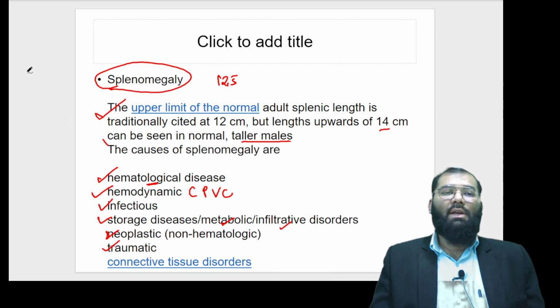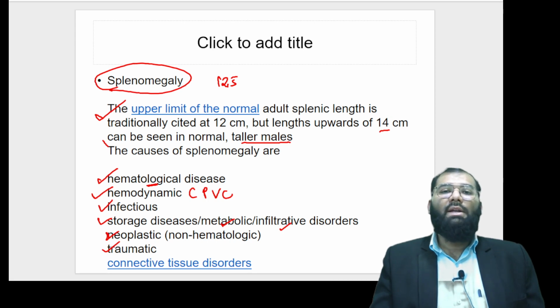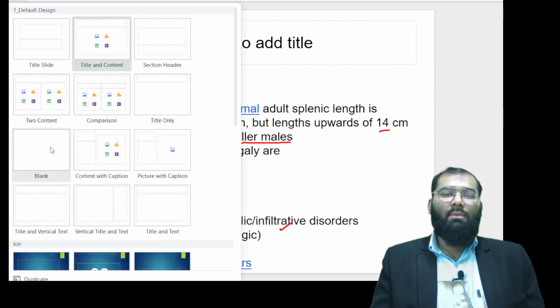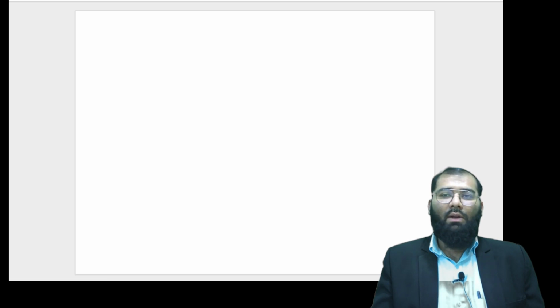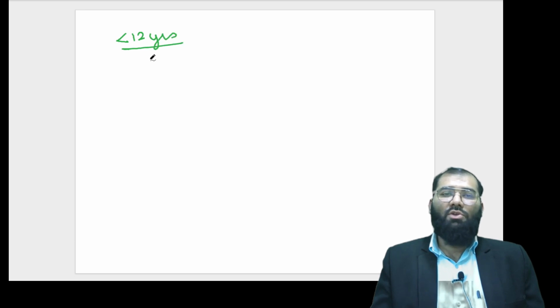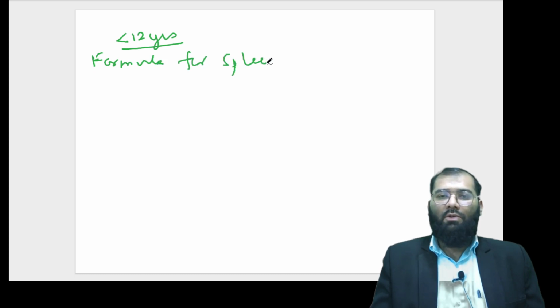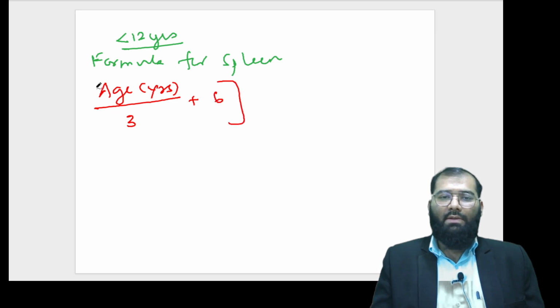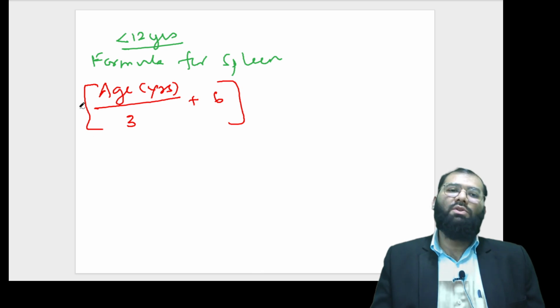Next important thing: what about patients who belong to the pediatric age group, or lesser age groups? For those you have a special formula, and I'll be discussing that formula so that it becomes very clear. In all patients less than 12 years of age, that is the pediatric age group, there is a special formula for the spleen. Remember the formula: age in years divided by 3 plus 6. This is the maximum limit above which you call it splenomegaly.